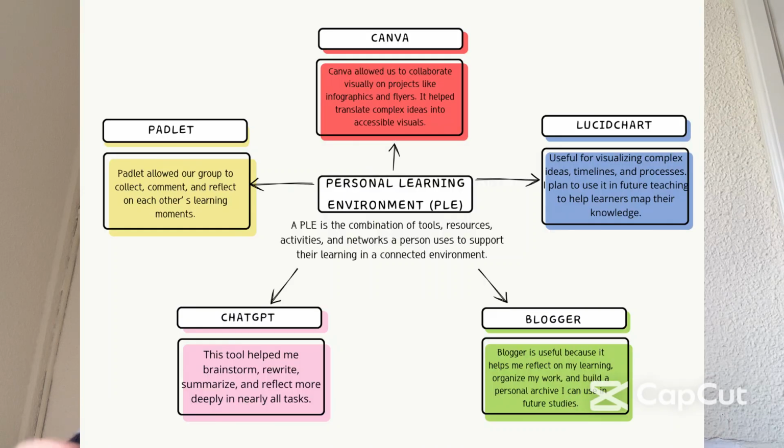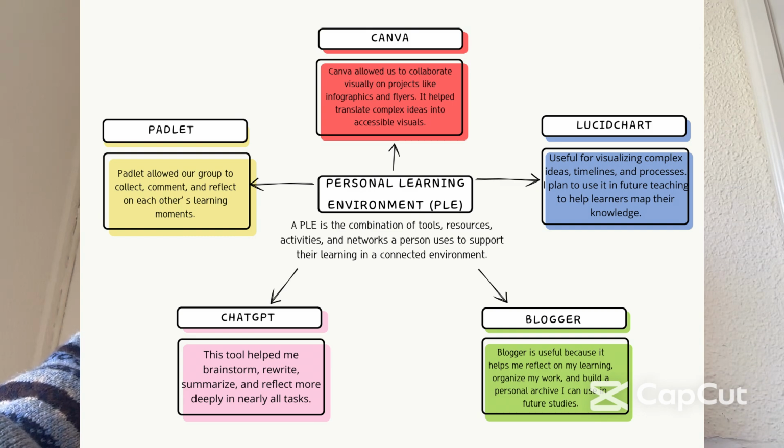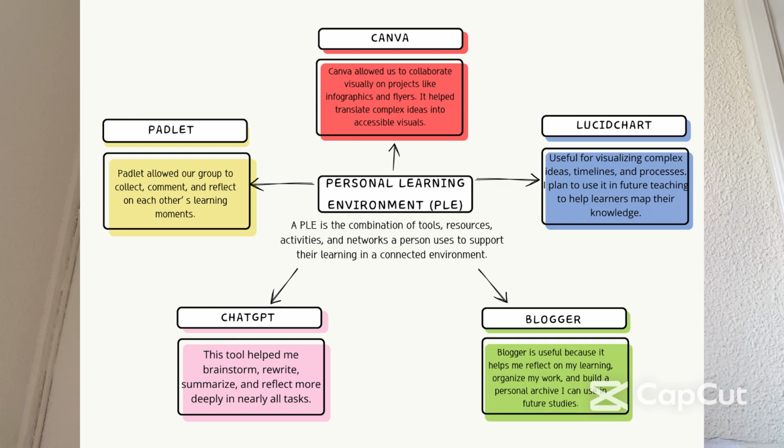Here you can see my diagram or my mind map. A personal learning environment, or PLE, is the combination of tools, resources, activities and networks a person uses to support their language learning in a connected environment. For me, these are Canva, Lucidchart, Blogger, ChatGPT and Padlet. And I'm starting with Canva.